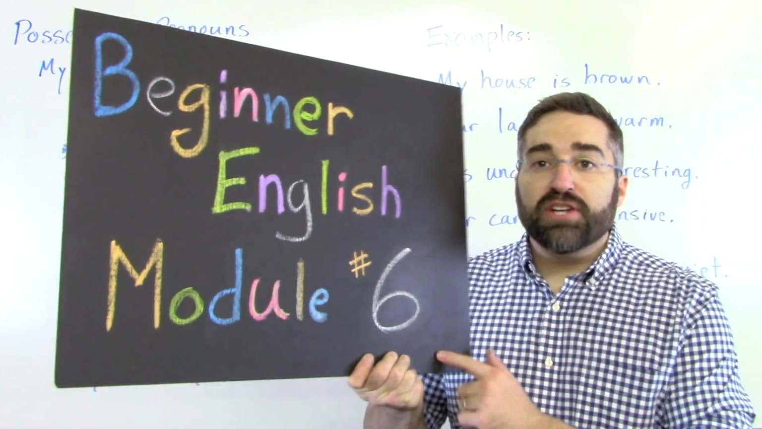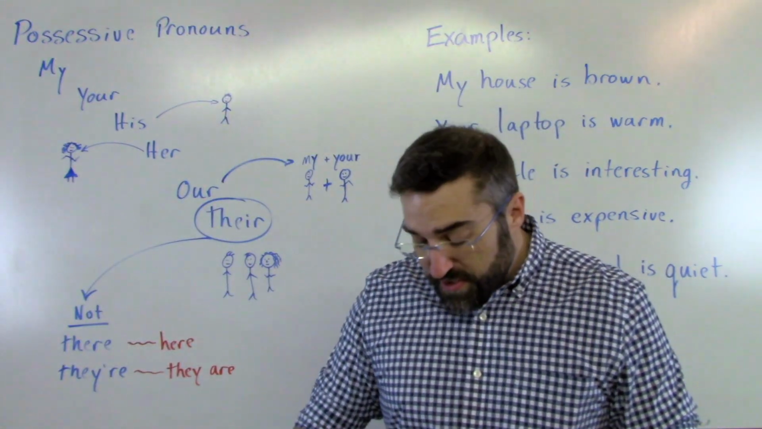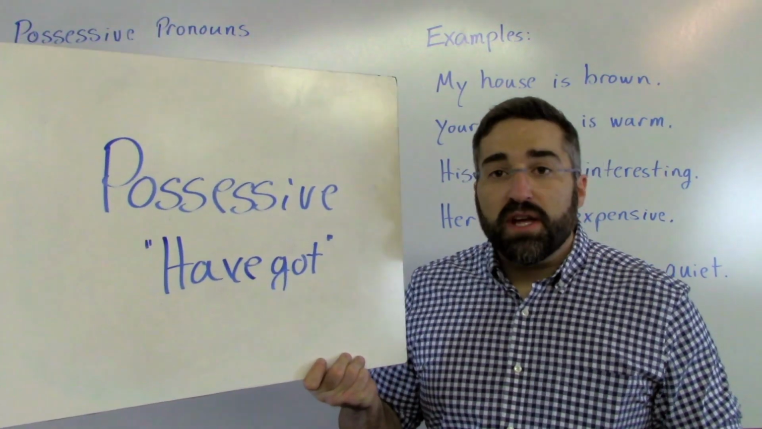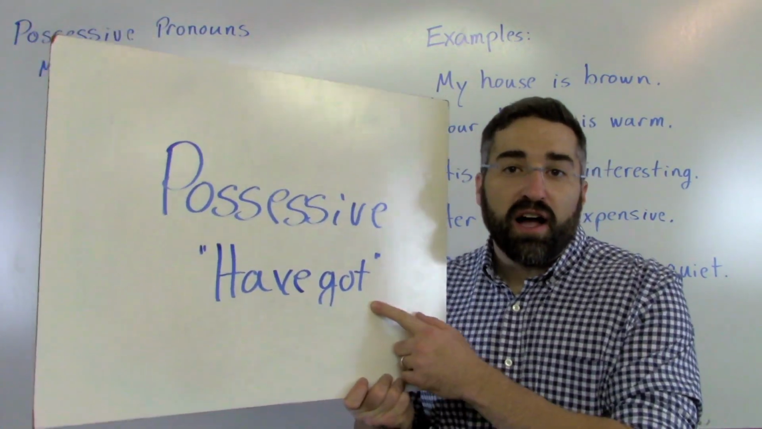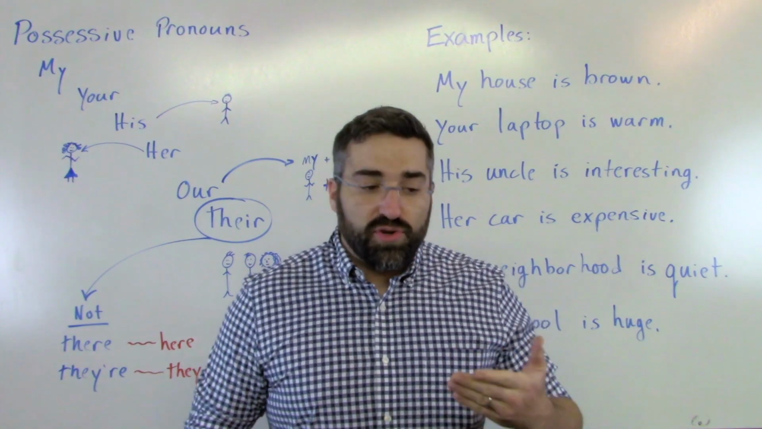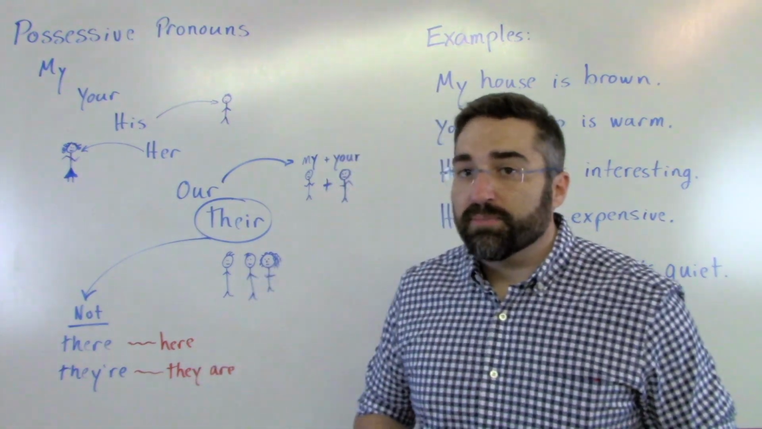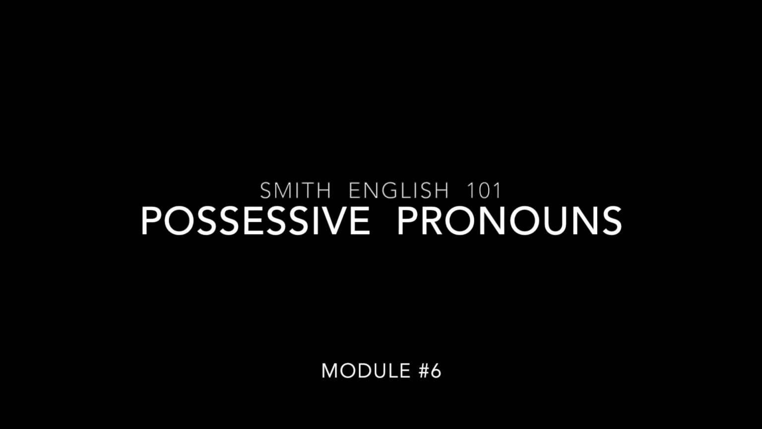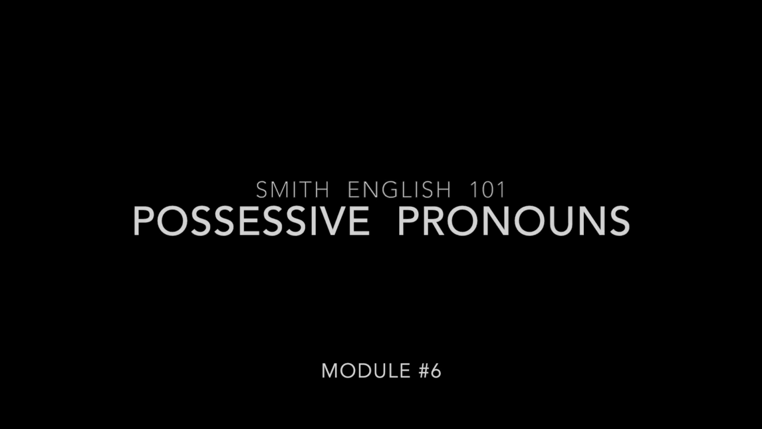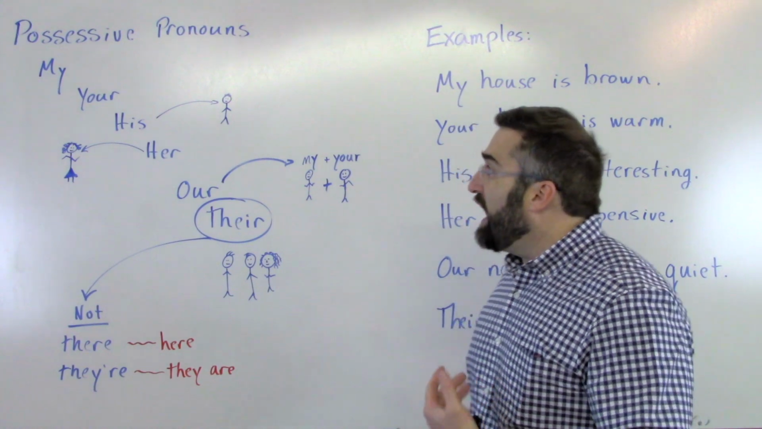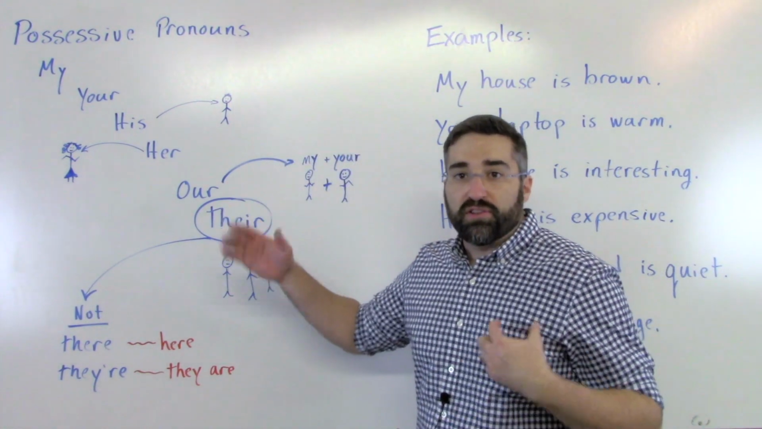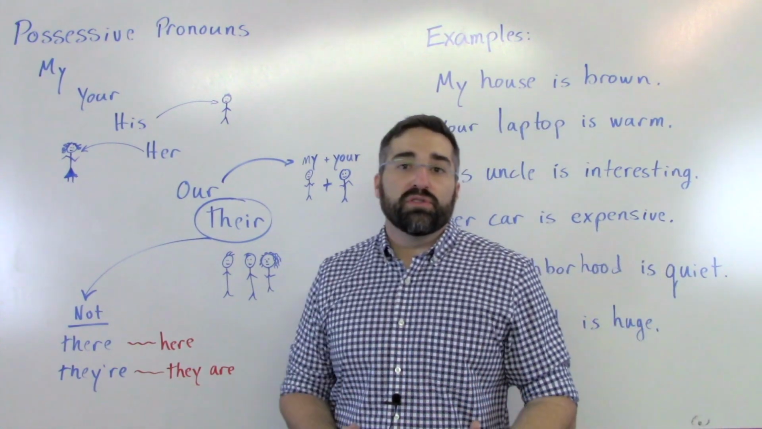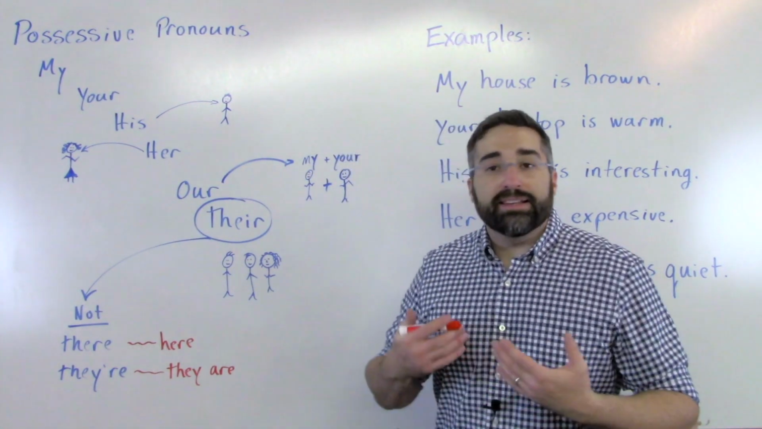Today we're doing Module 6, and Module 6 is going to be about the possessive forms, and we're going to be using have got as well as do you have, the American version. So let's take a look at our board here real quick and see what we have on our board. I've included some possessive pronouns first so that we can see how we would use maybe some of these words in a sentence.